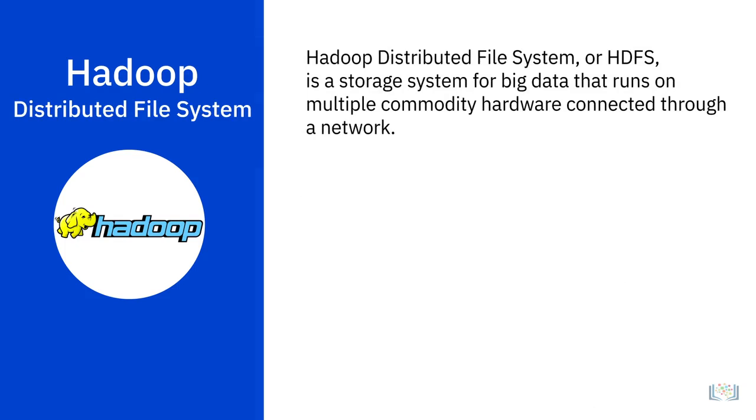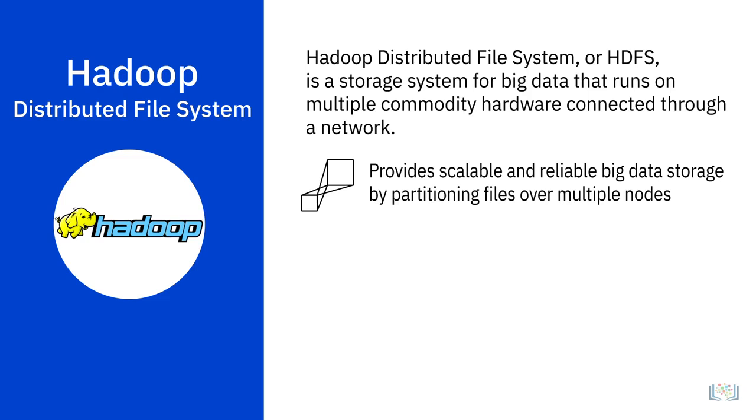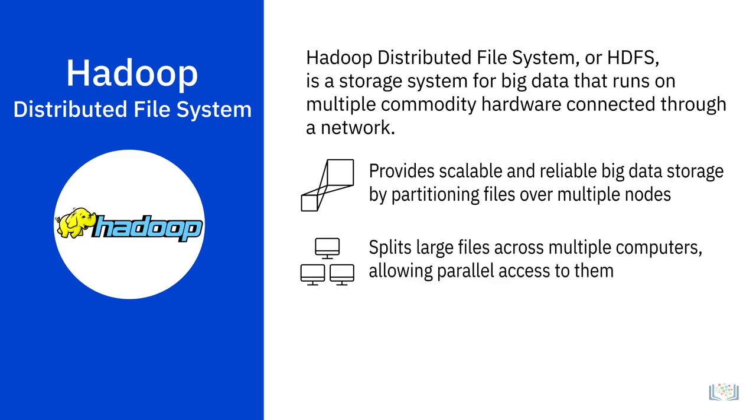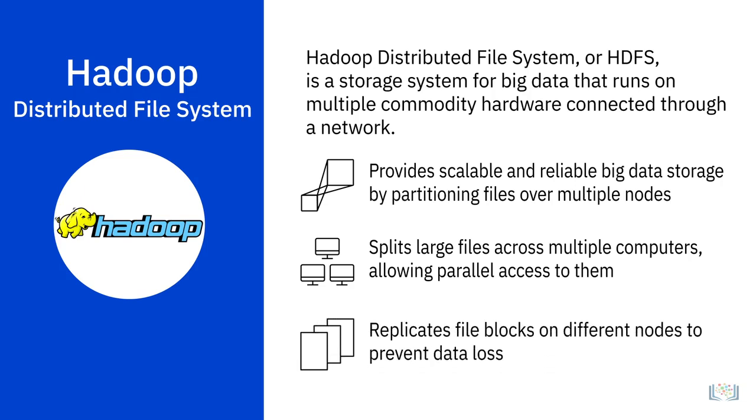One of the four main components of Hadoop is Hadoop Distributed File System, or HDFS, which is a storage system for big data that runs on multiple commodity hardware connected through a network. HDFS provides scalable and reliable big data storage by partitioning files over multiple nodes. It splits large files across multiple computers, allowing parallel access to them. Computations can, therefore, run in parallel on each node where data is stored. It also replicates file blocks on different nodes to prevent data loss, making it fault-tolerant.